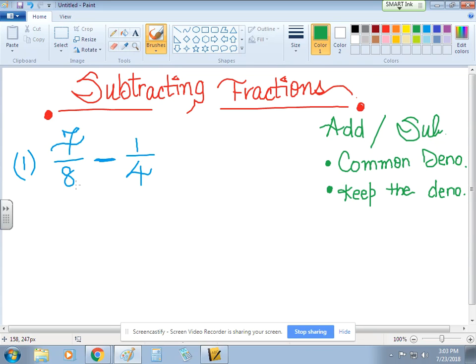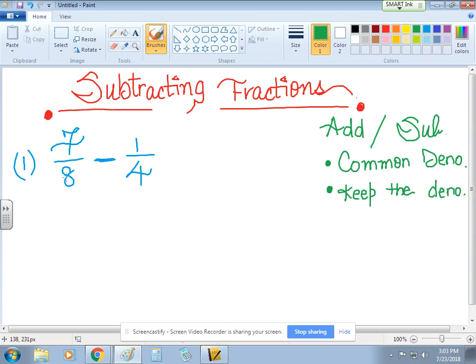So here, a student may say, well, this is so easy, Miss Mehta. It is 7 minus 1 is 6, and 8 minus 4 is 4. My answer is 6 over 4. And then I'll say, well, you're wrong. Why? Because you did not change the fractions to equivalent fractions or same fractions.